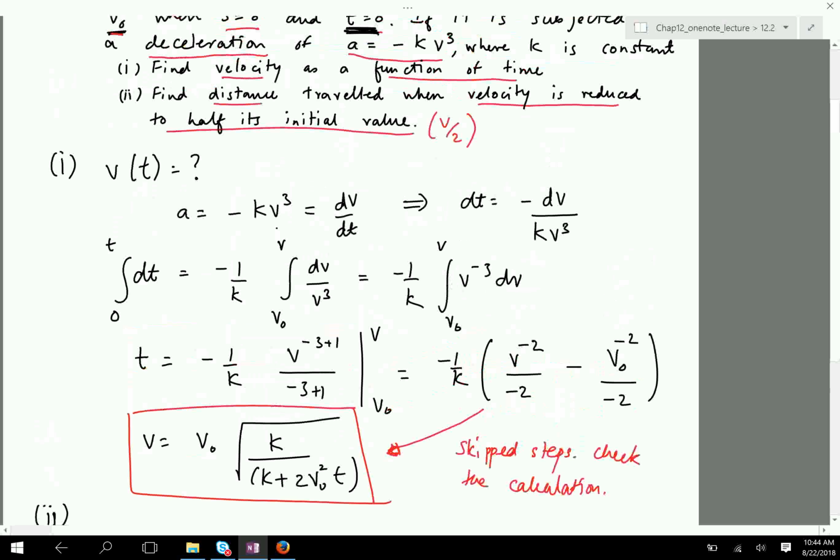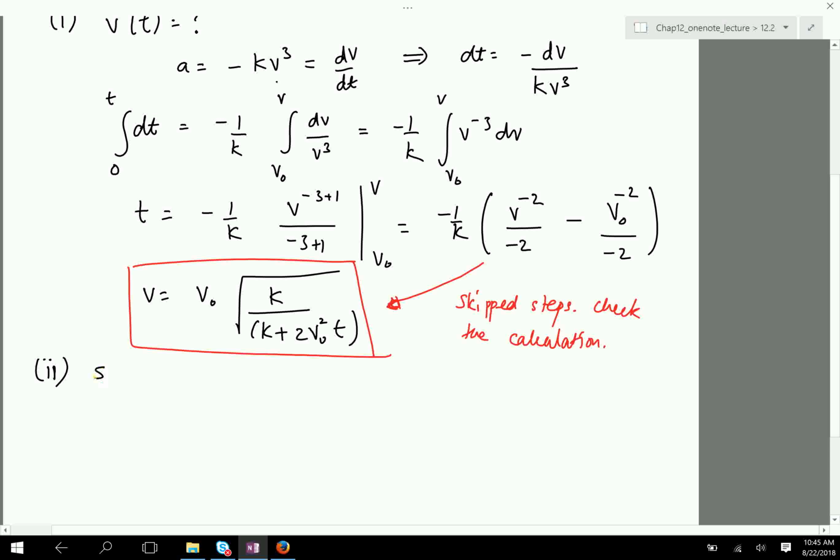Okay, next question asks you find the distance traveled when velocity is reduced to half. This should be v0 by 2. So you have to find the distance traveled when velocity is v0 divided by 2. You're also given that s equals 0, the velocity is v0. Okay, so the difference between this and the earlier question, part 1, is that in the first part you were asked to find velocity as a function of time. Here you are asked to find, in a way, velocity as a function of displacement, s.